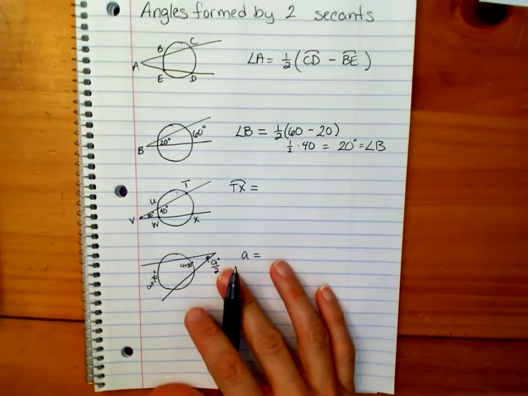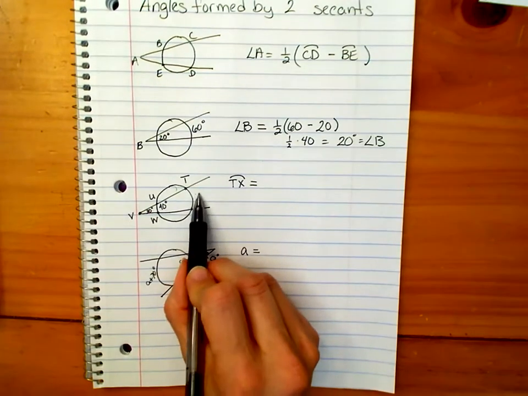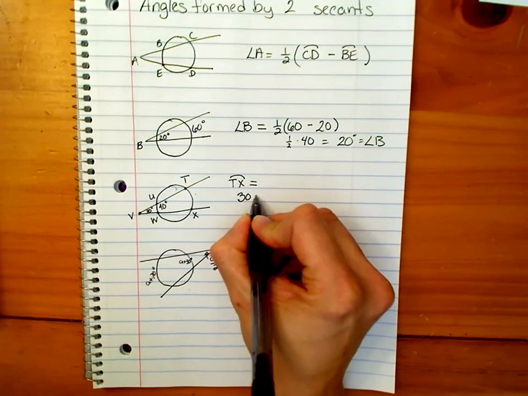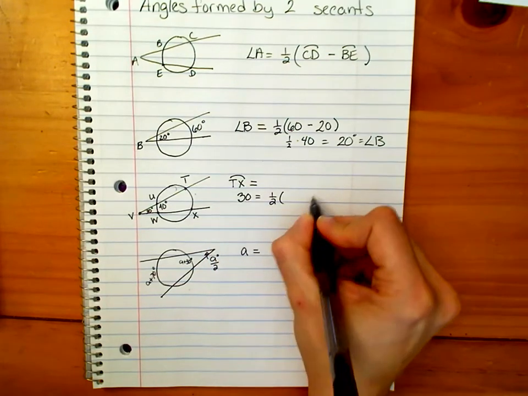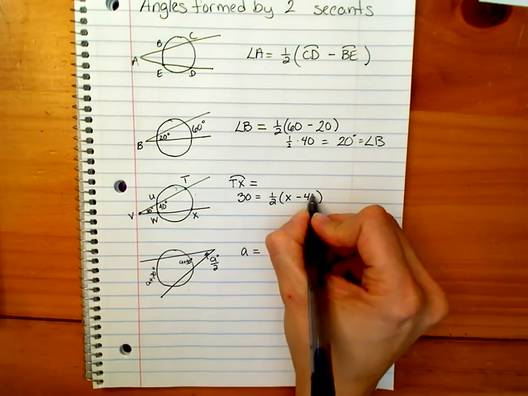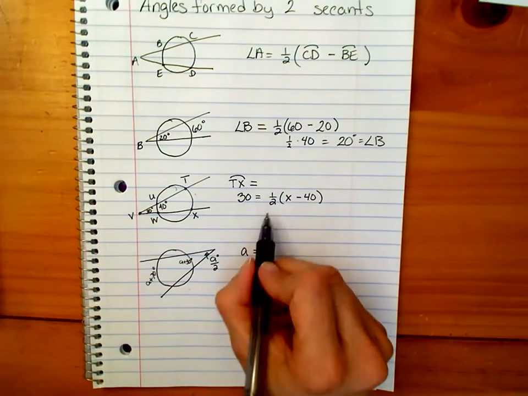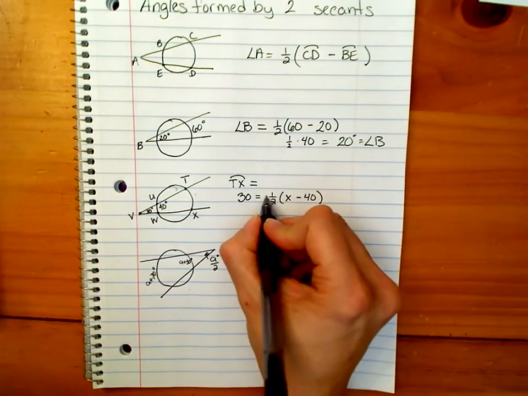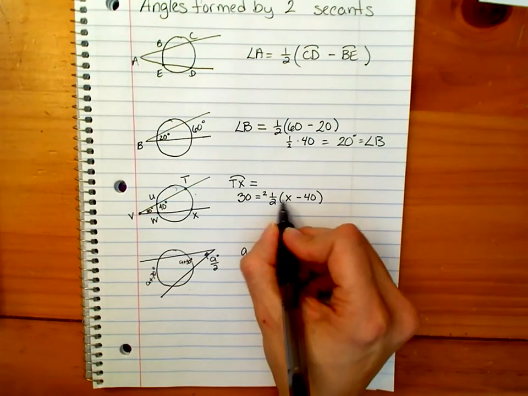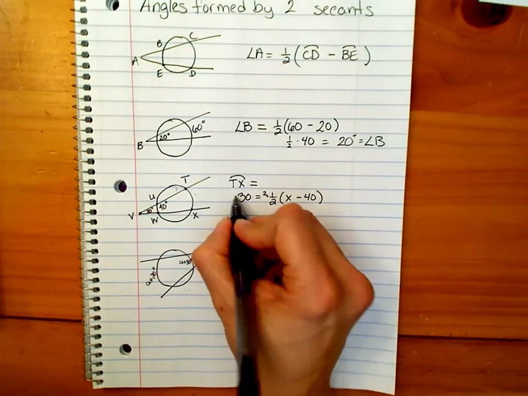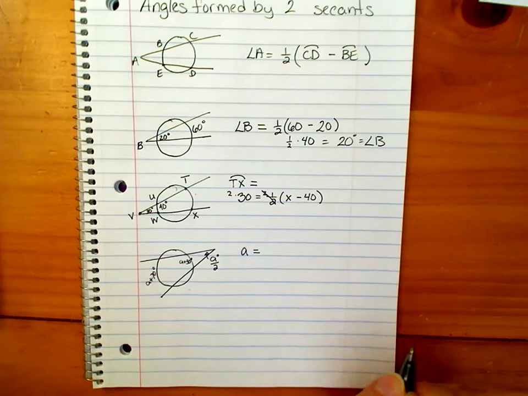In this problem here, notice we don't have the arc, but they give us the angle. But I still want to set it up the same way. I want my angle to be equal to 1/2 the big arc, which I'll call x here, minus the smaller arc. Now it's easier sometimes to get rid of this fraction other than distributing it, because then we'd have a 1/2 x. And you can do that if you'd like, but I'm going to multiply both sides by 2 to get rid of that 1/2.